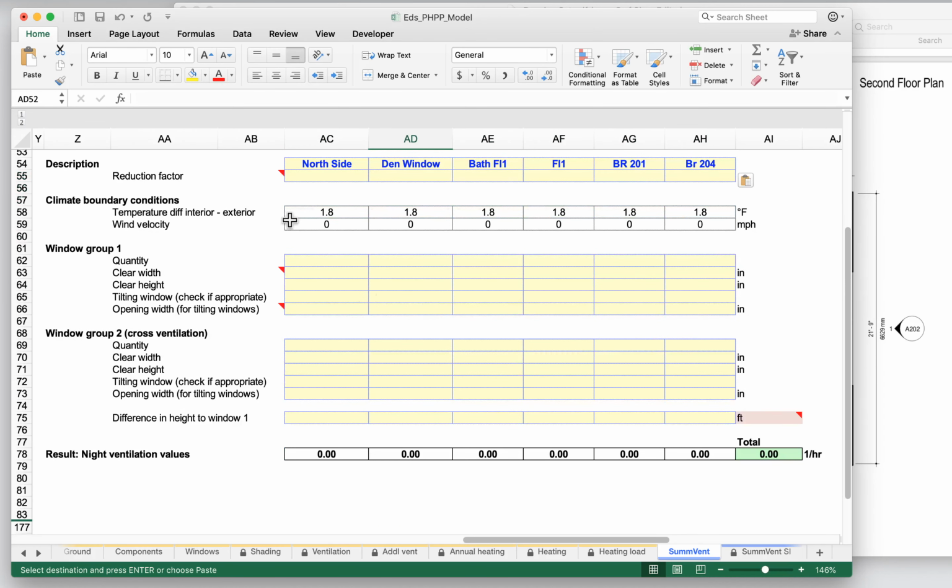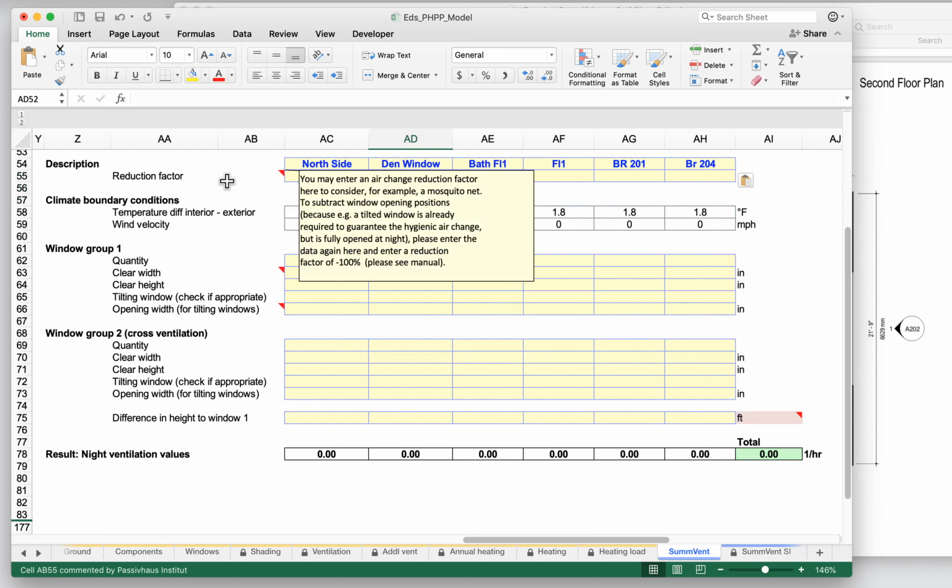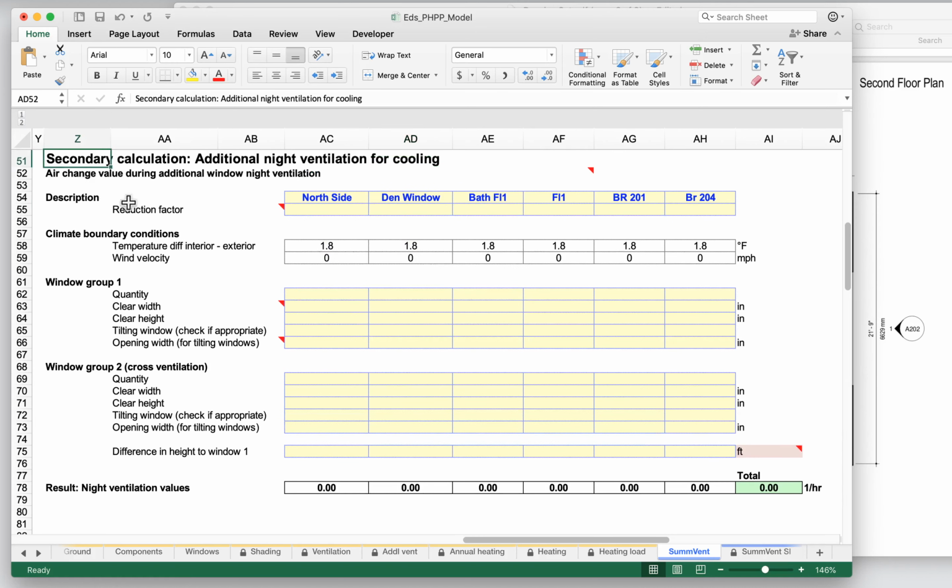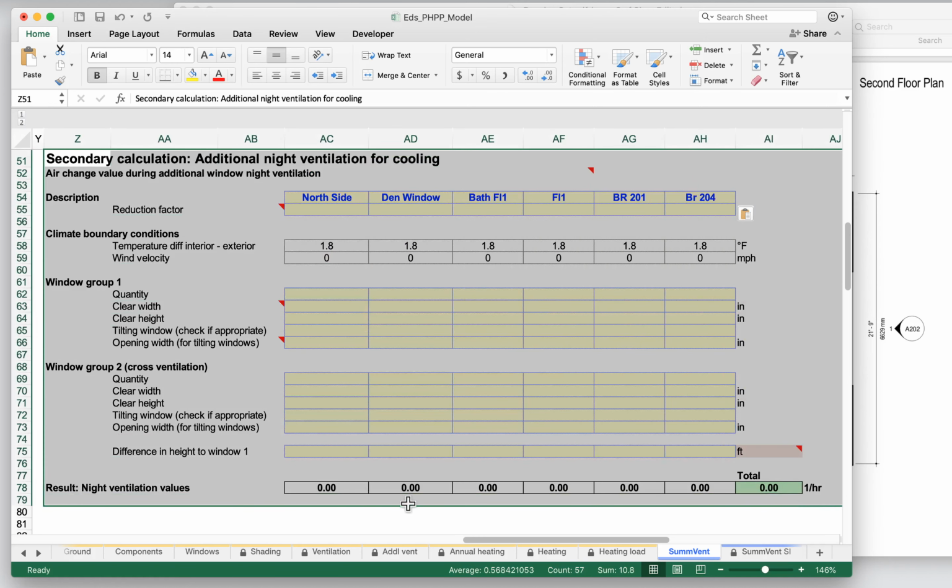Now, the other thing that we are asked to input here is a reduction factor. So we have the opportunity here to input an additional reduction factor, some number between 0 and 1, which allows us to reduce the amount of air exchange through the windows. The assumption, or the basis of the calculation that the PHPP is about to do, is that this whole set of windows is going to be open for 12 hours a day.